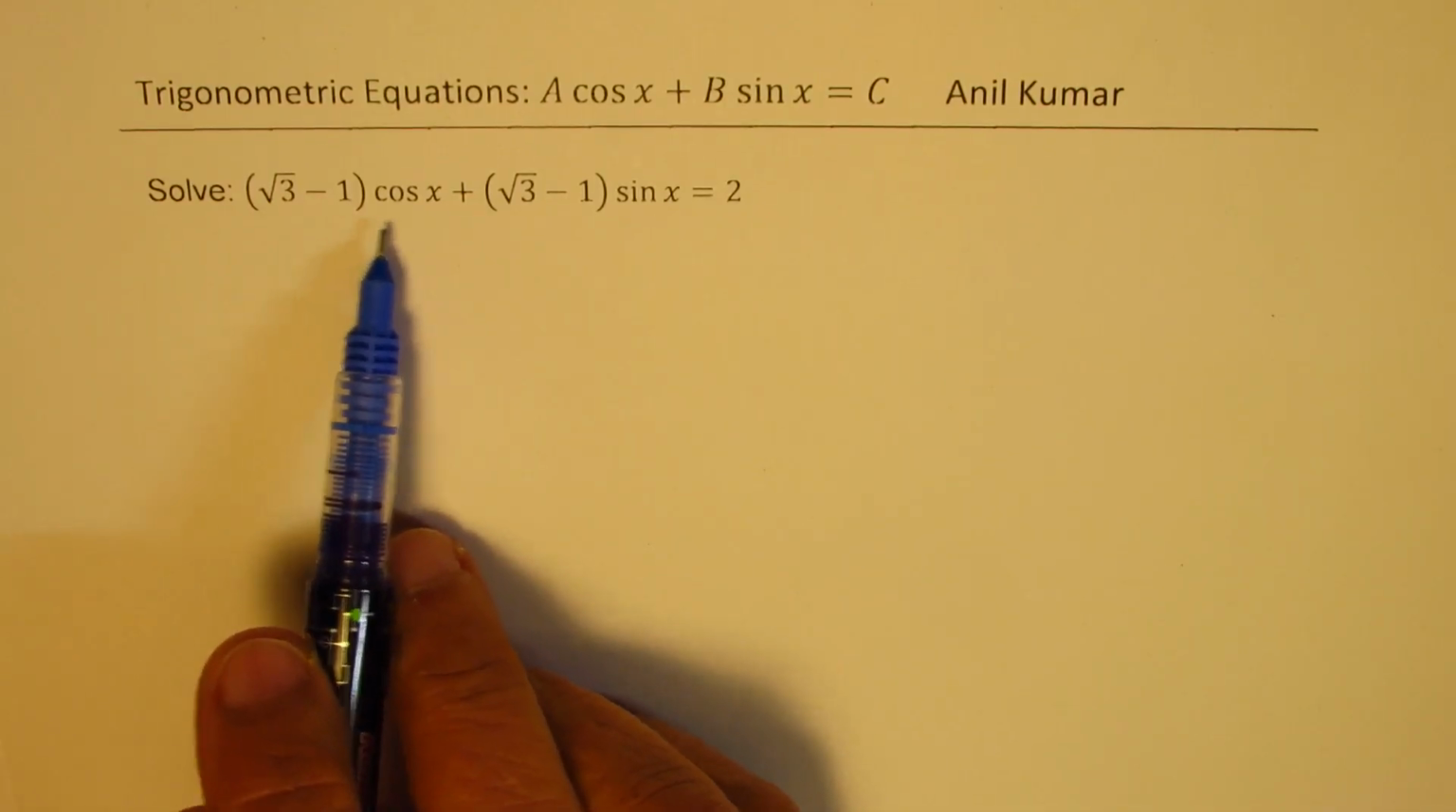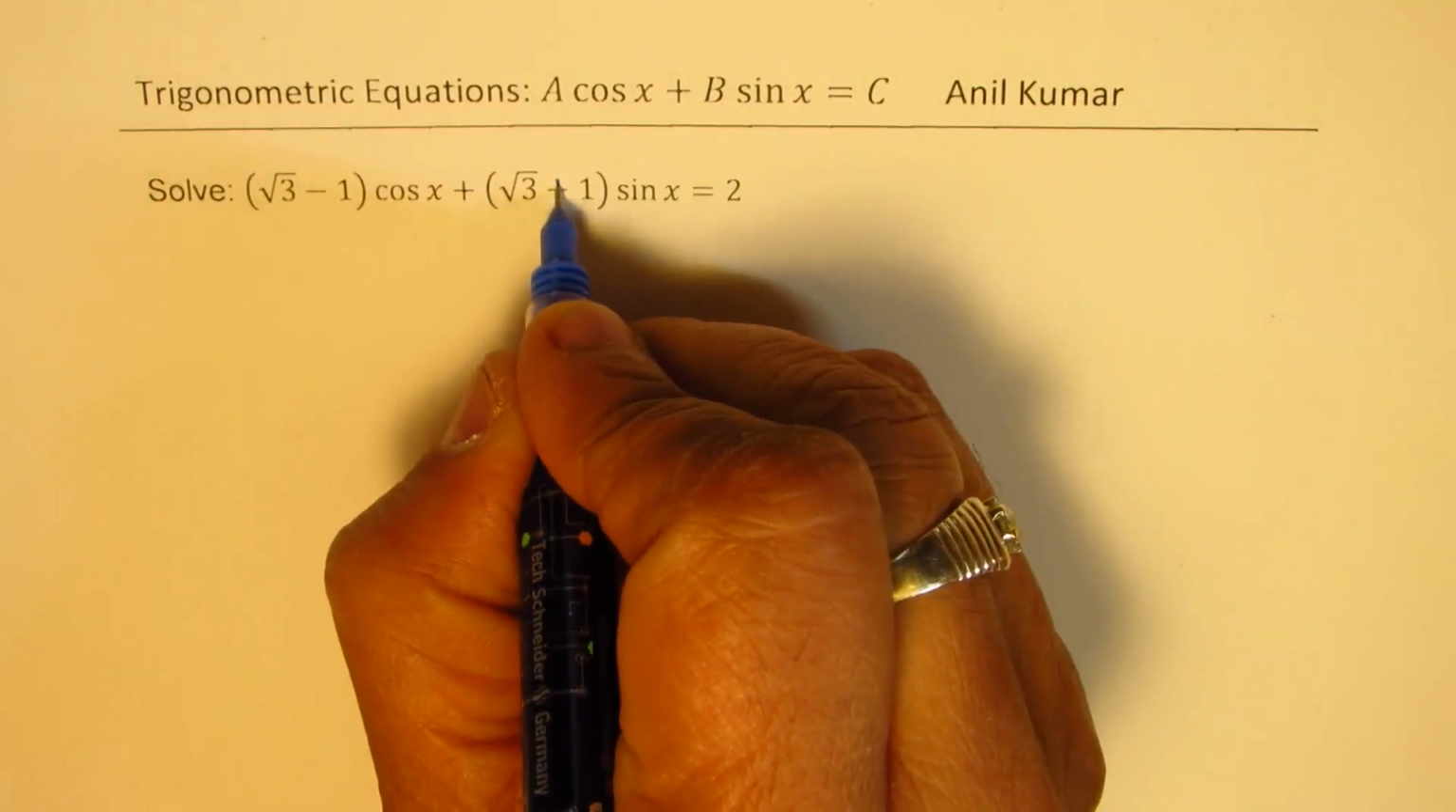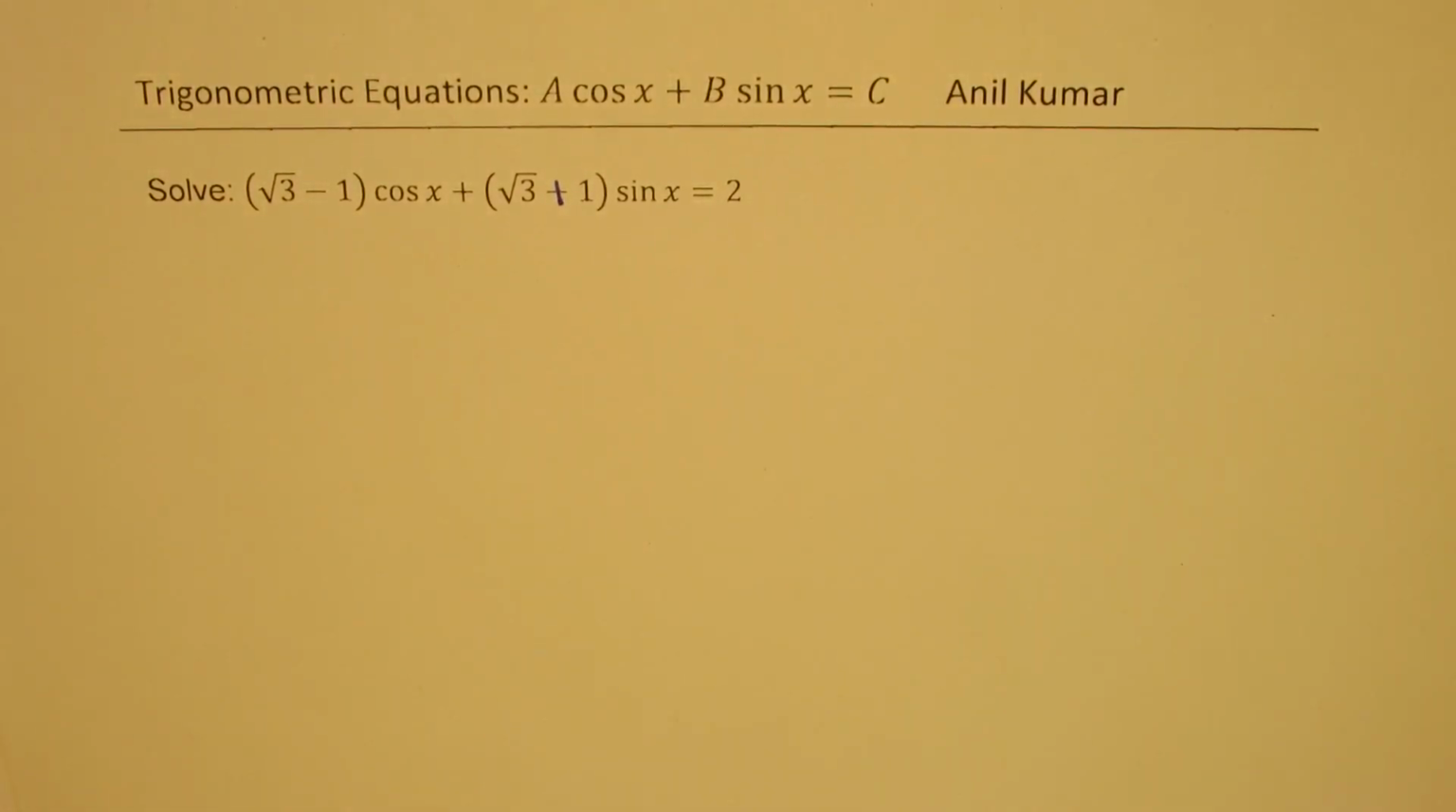Square root of 3 minus 1 times cos x plus square root of 3, let me make this plus 1, times sin x equals 2.